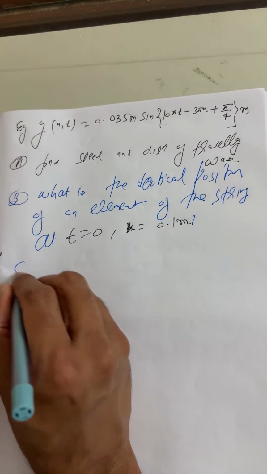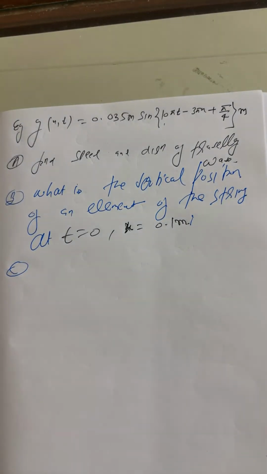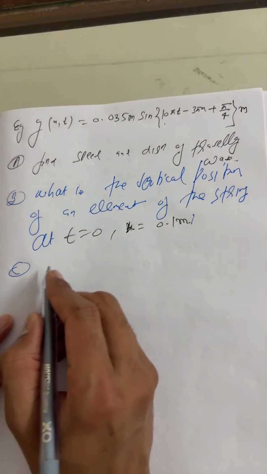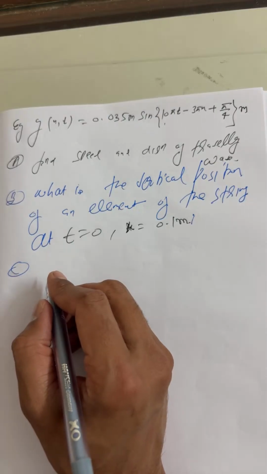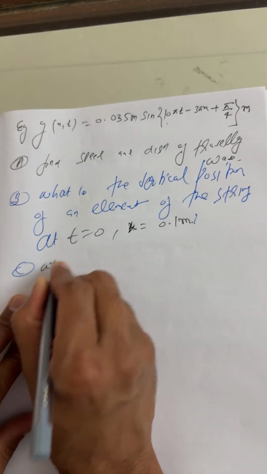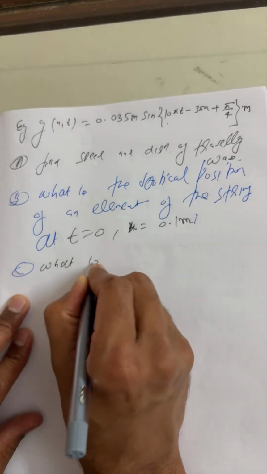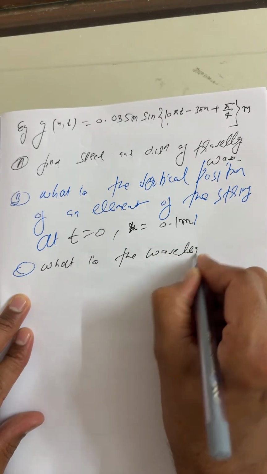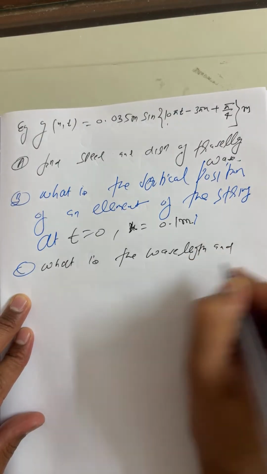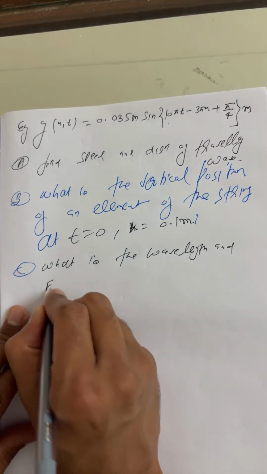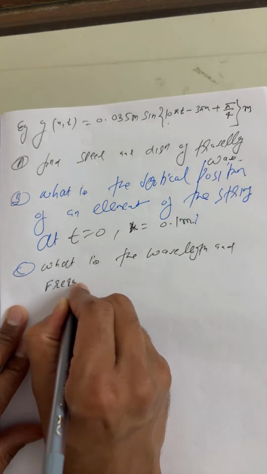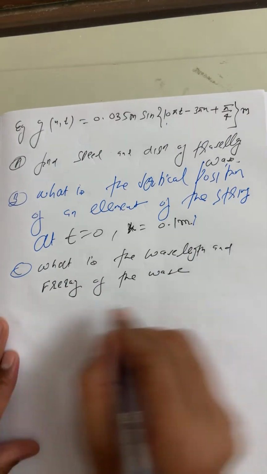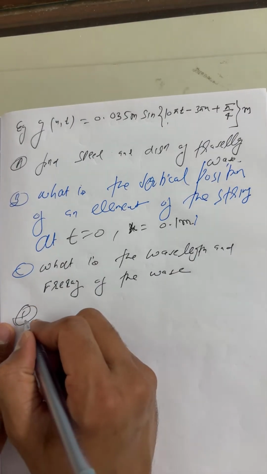In part C, what do you need to find? Students, what is the wavelength and frequency of the wave? Now the last part, part D.